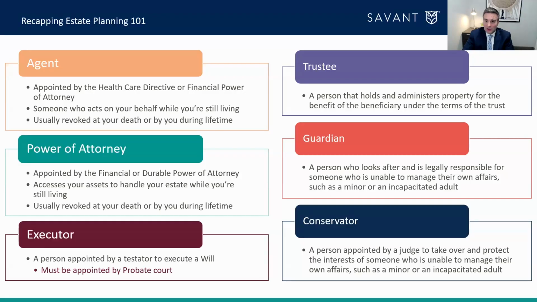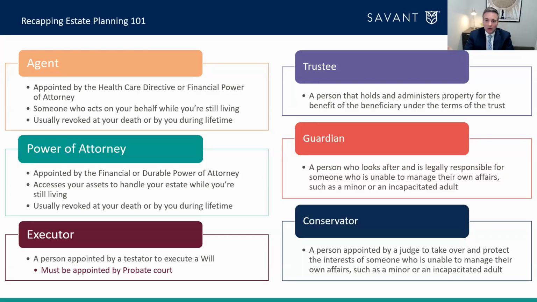So here are some key terms. Agent. Typically, when we mention agent, we're talking about the agent nominated in a person's power of attorney document, whether that be their healthcare power of attorney document or a power of attorney for property. What is a power of attorney document?